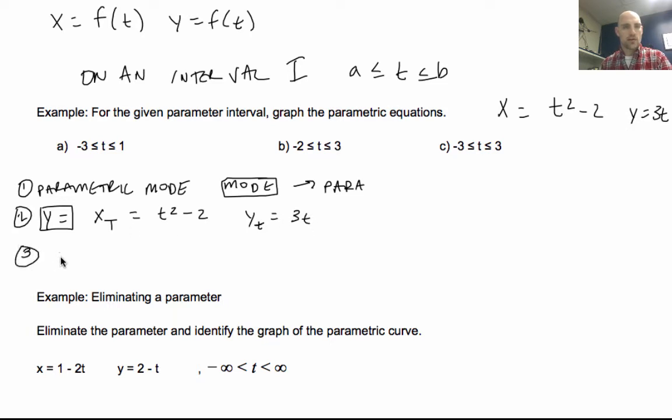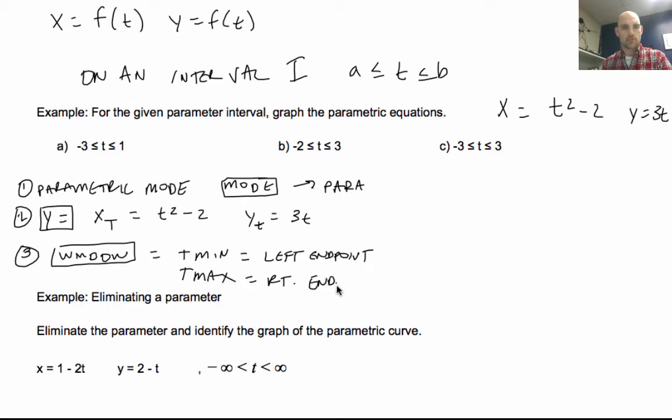And then 3, we're going to use the window button. So the window button up top. We're going to put in our t min is equal to the left endpoint, and our t max is the right endpoint. So meaning, for example, -3 for A, right? And this one would be 1.